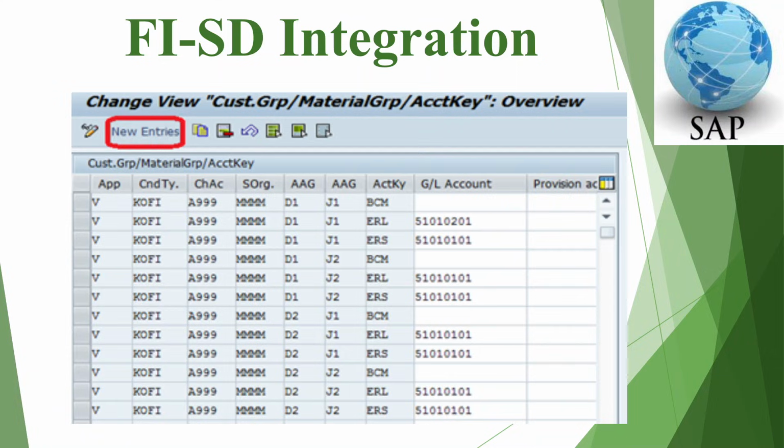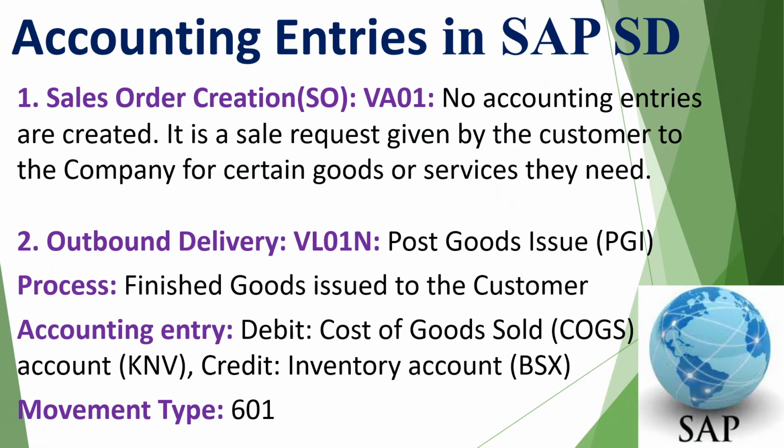So this part we have already seen in the system. We will move further. Accounting entries in SAP SD. Now we will come to the core topic of this particular video. As part of the sales order, you create a sales order by transaction code VA01. At this level, no accounting entry is created. This is just a sale request given by the customer to the company for certain goods or services they need.